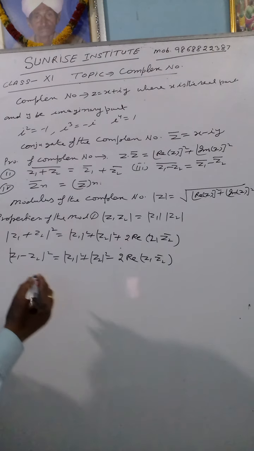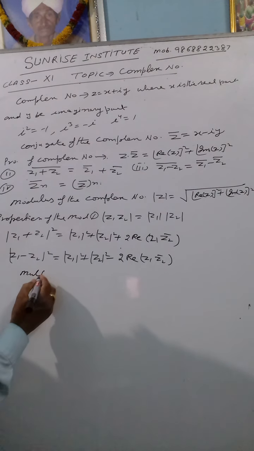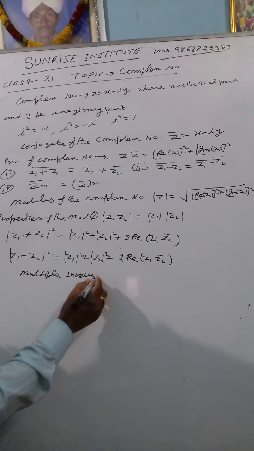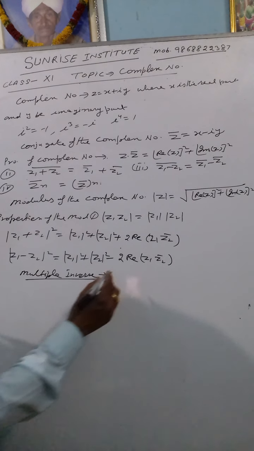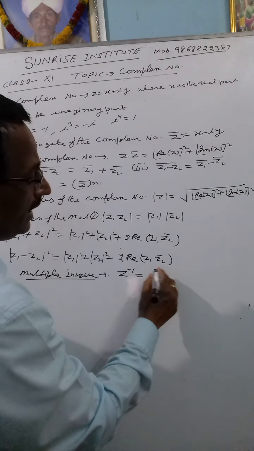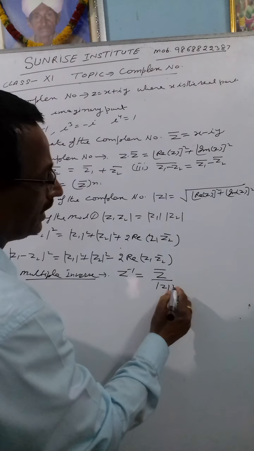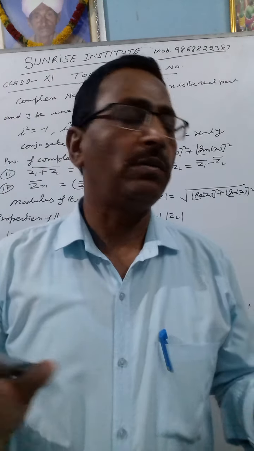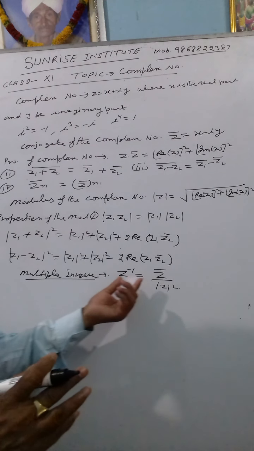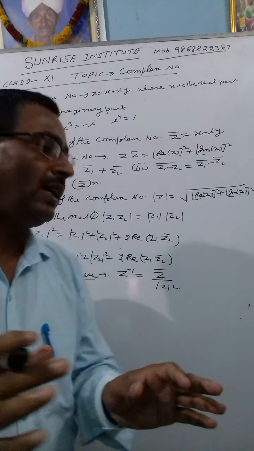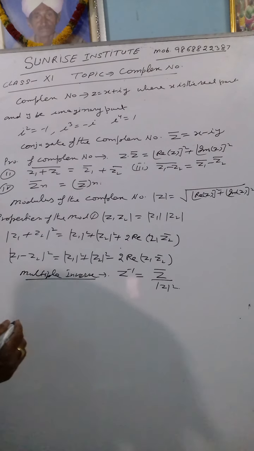The multiplicative inverse, that is z inverse equals conjugate of z upon modulus of z square. Okay students, that is the multiplicative inverse: z inverse equals conjugate of z upon modulus of z square. Okay students.